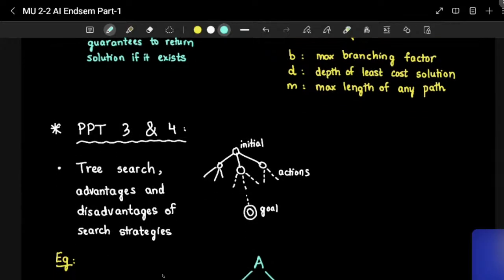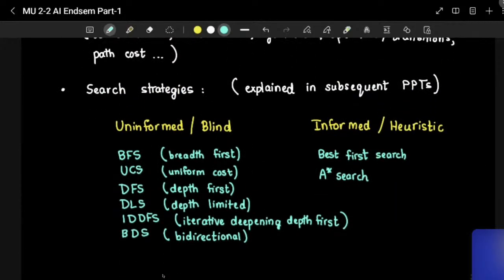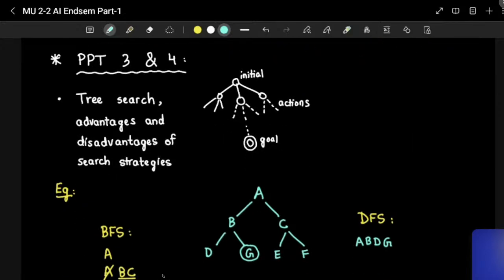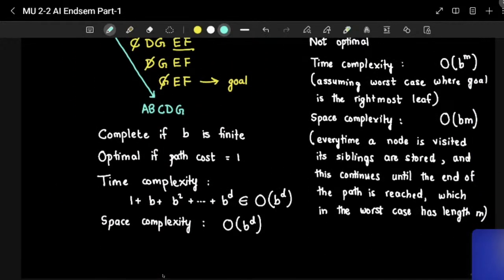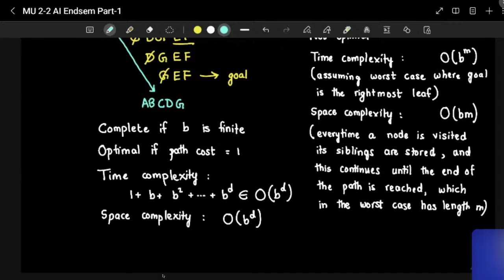If you open PPTs 3 and 4, there will be some theory about what is tree search, and the advantages and disadvantages of each of these search strategies. BFS, DFS, all of you know. But I'll talk about completeness, optimality, time complexity, and space complexity.